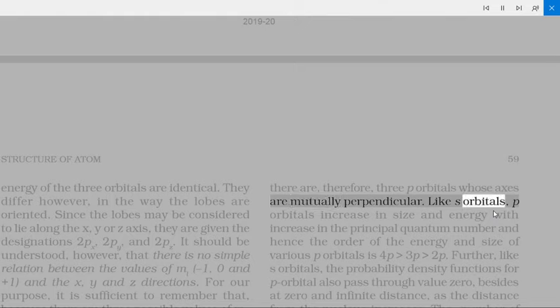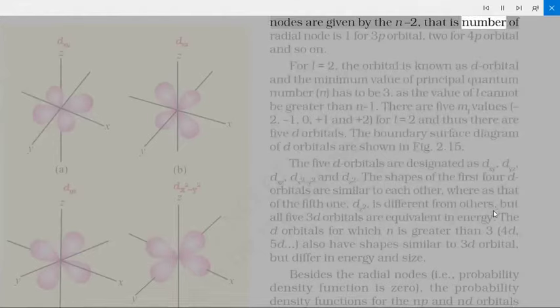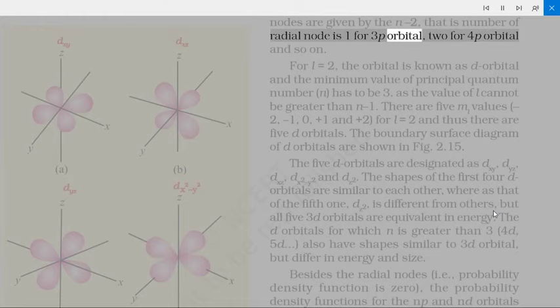Like s orbitals, p orbitals increase in size and energy with increase in the principal quantum number, and hence the order of the energy and size of various p orbitals is 4p > 3p > 2p. Further, like s orbitals, the probability density functions for p orbitals also pass through the value 0, besides at 0 and infinite distance, as the distance from the nucleus increases. The number of radial nodes is given by n - 2, that is, 1 for the 3p orbital, 2 for the 4p orbital and so on.